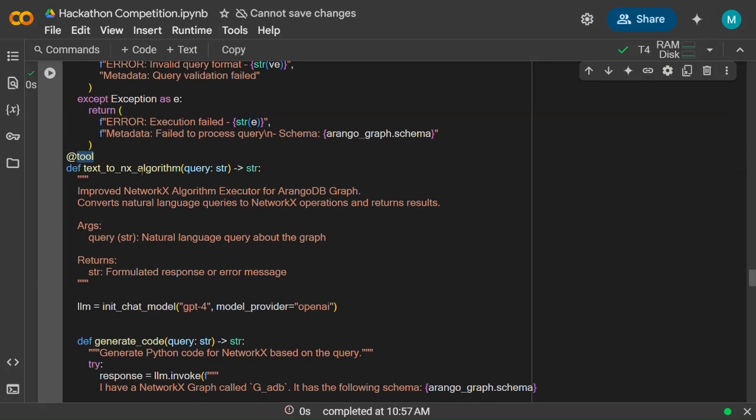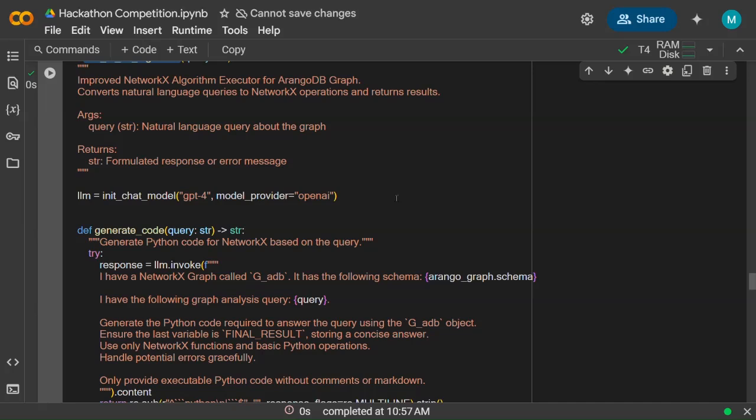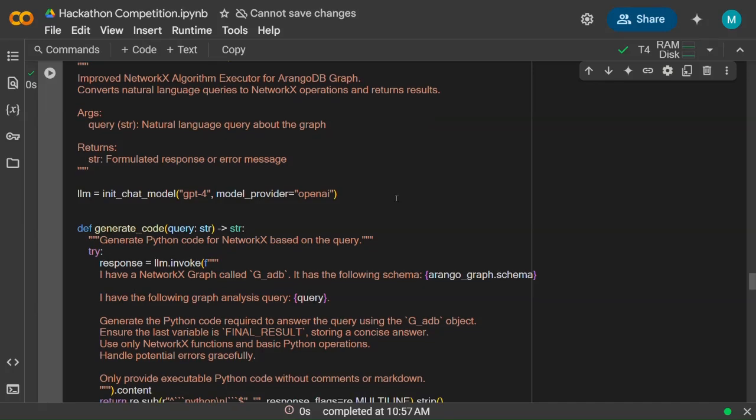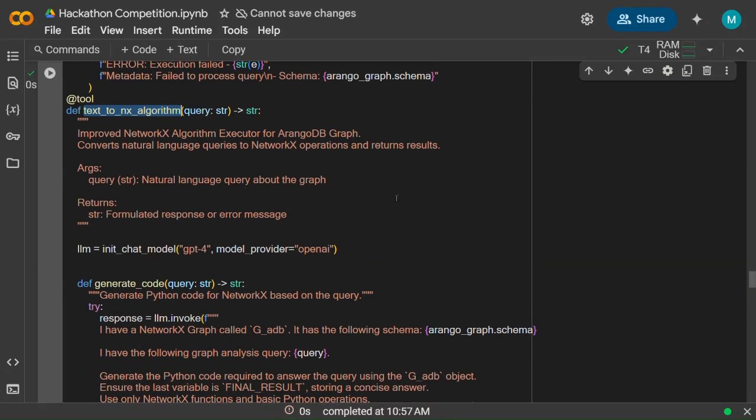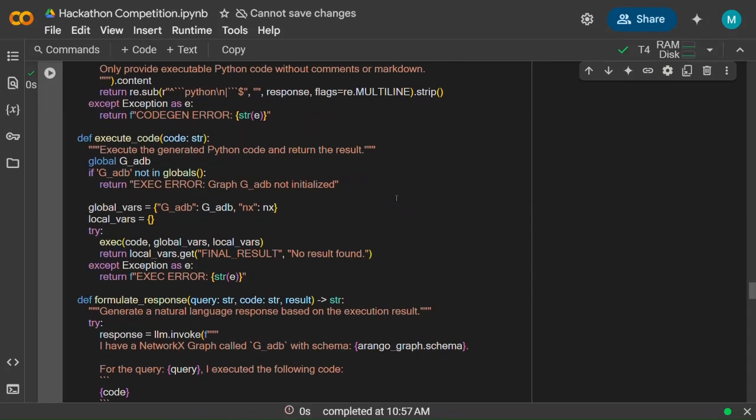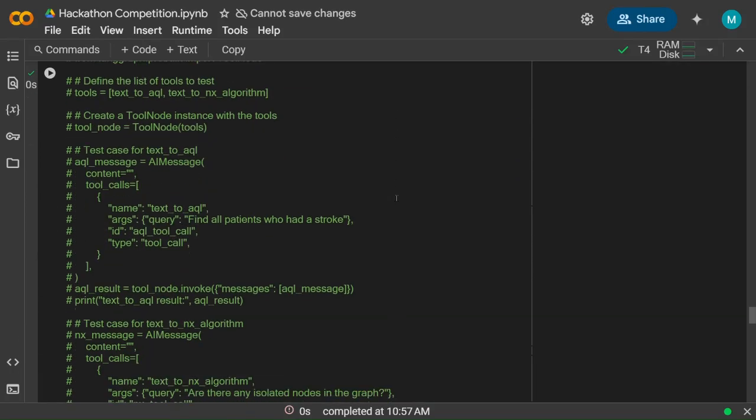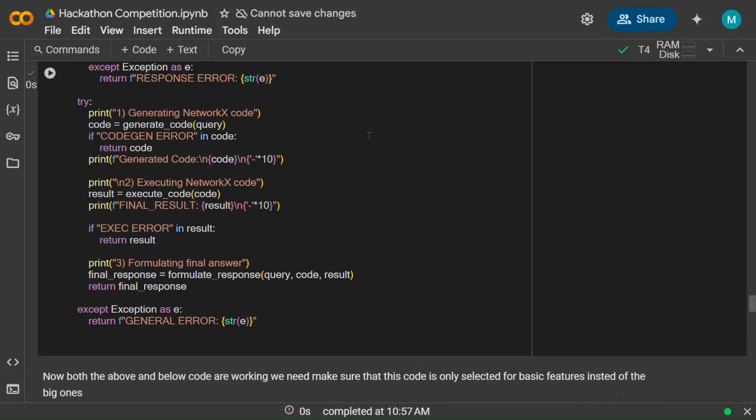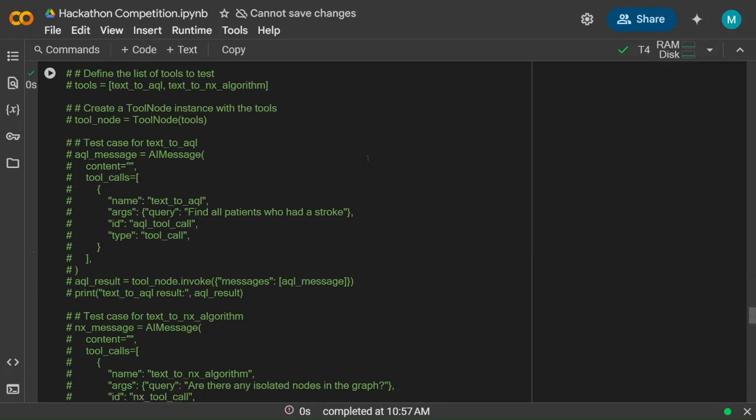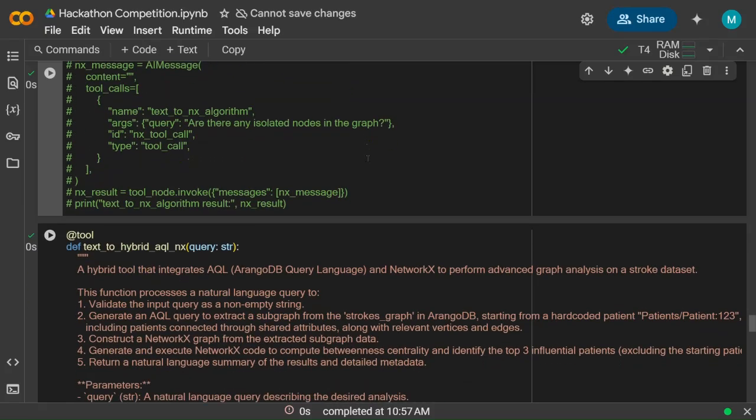This is to convert into NX algorithms, so NetworkX, in case of strong queries like PageRank or something. Now this was the code that I used to test after I had written it, so there is no need of this right now, so I have commented it out.